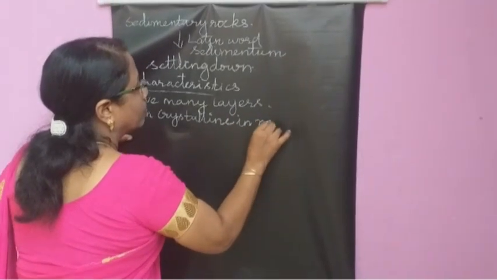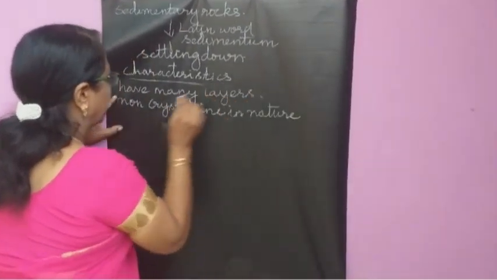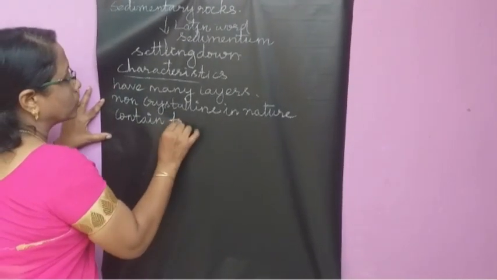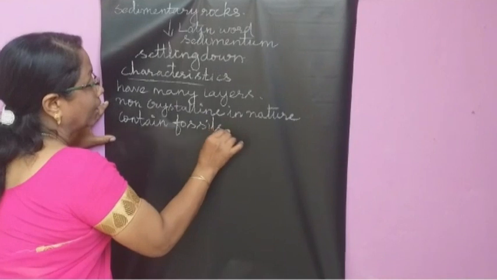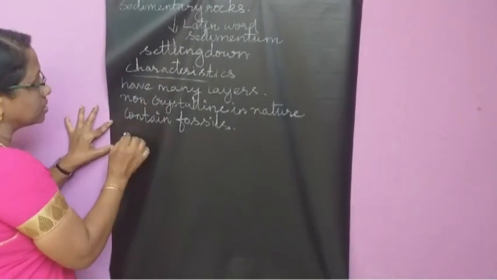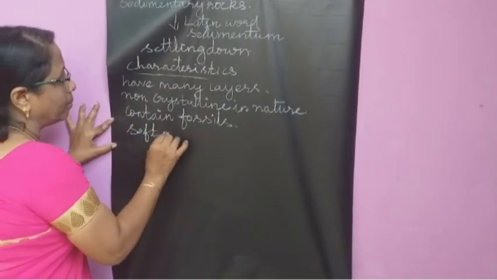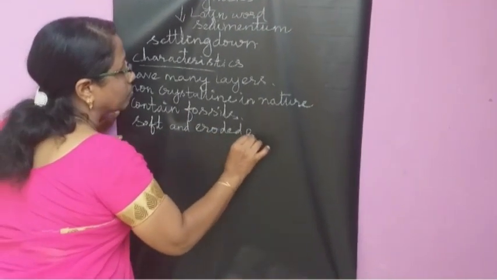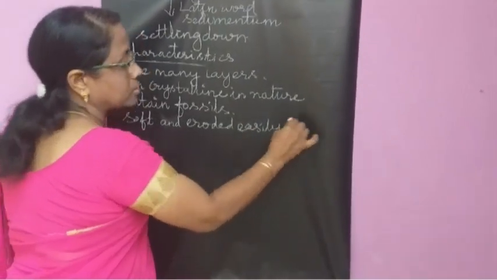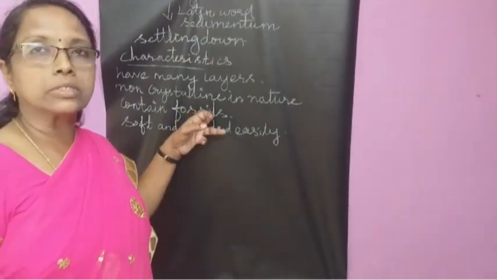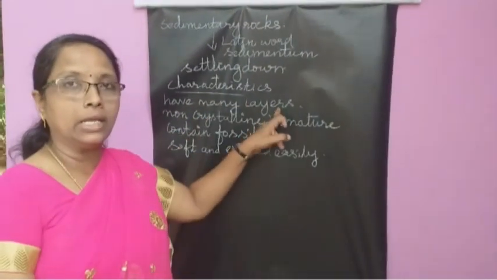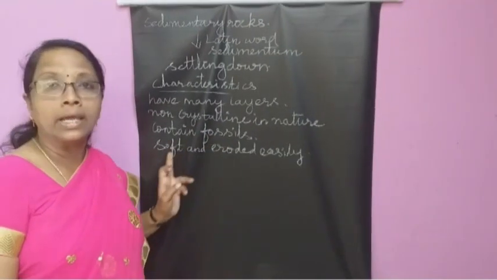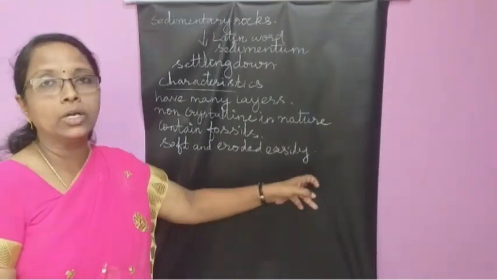Non-crystalline in nature. It contains fossils. That is, igneous is hard in nature. This is soft and it can be eroded easily. Okay, these are the characteristics of sedimentary rocks. What are the characteristics? It has many layers. It is non-crystalline in nature, contains fossils, it is soft and can be eroded easily.